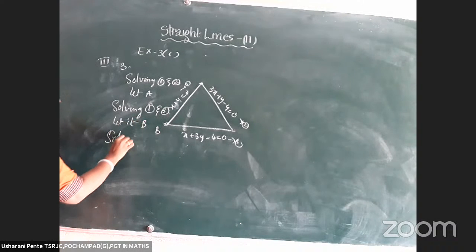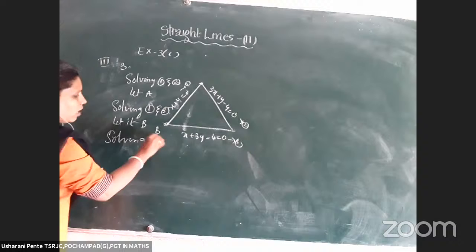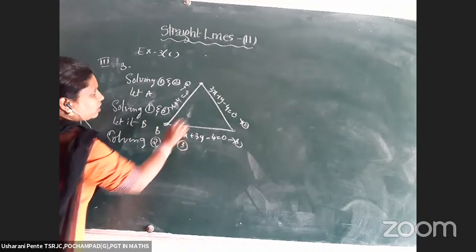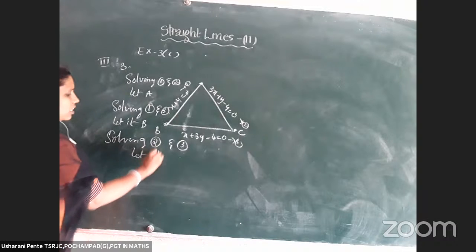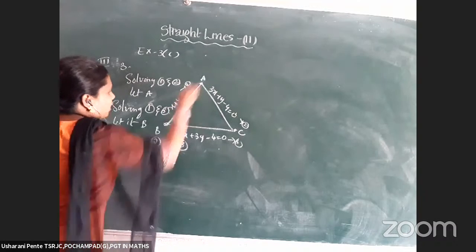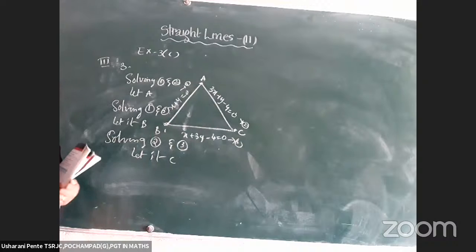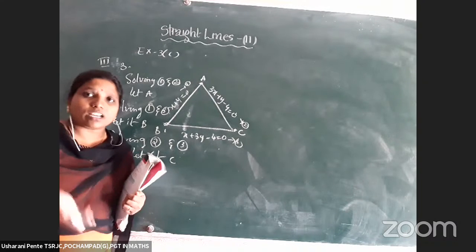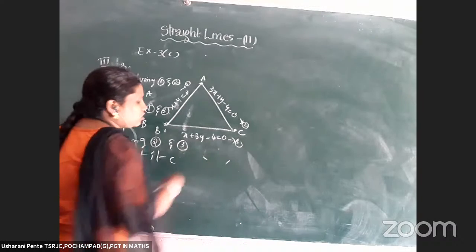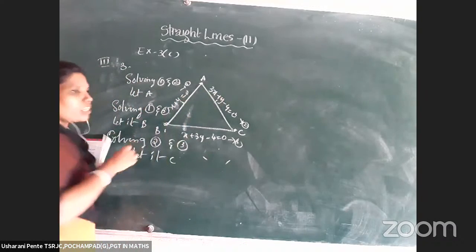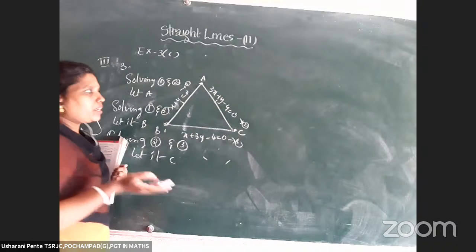Solving 2 and 3, we will get this point; let it be C. We have got three points, A, B and C. If we apply the distance formula, we know what an isosceles triangle is: the lengths of two sides will be equal.